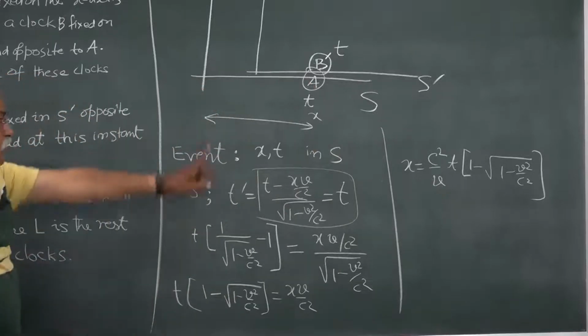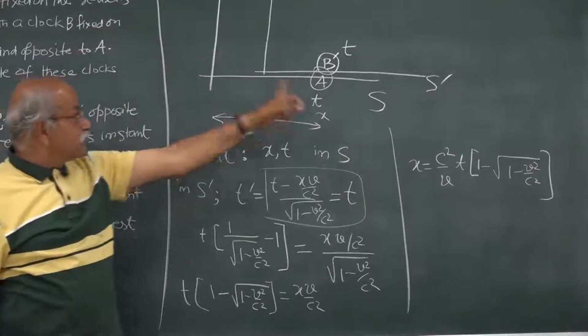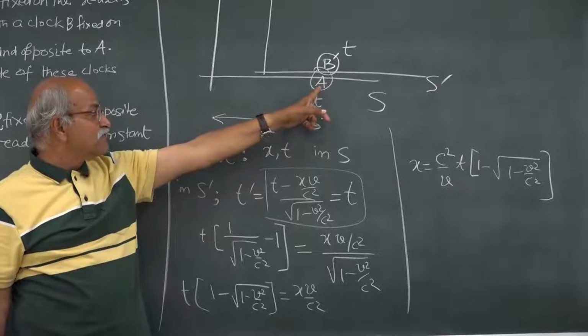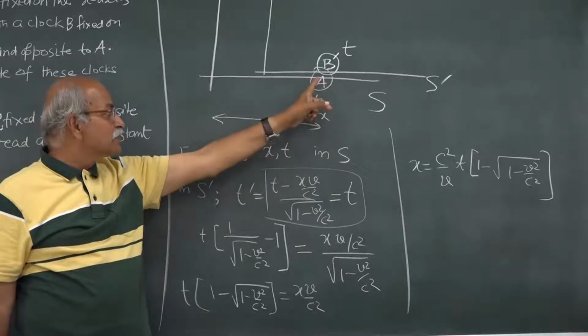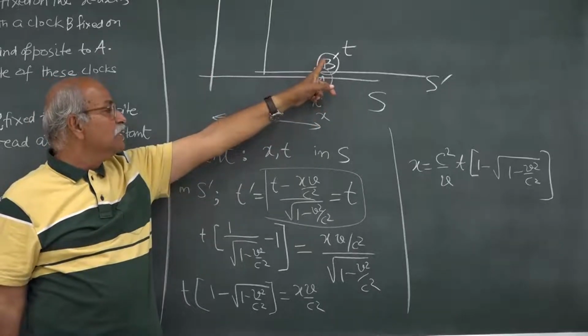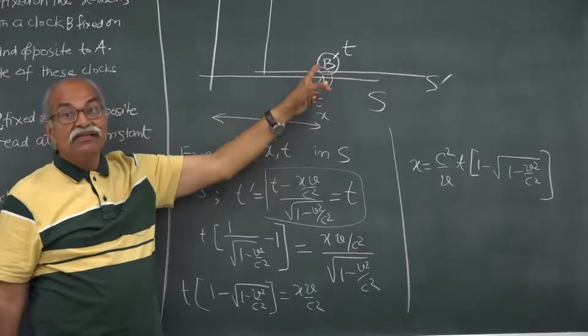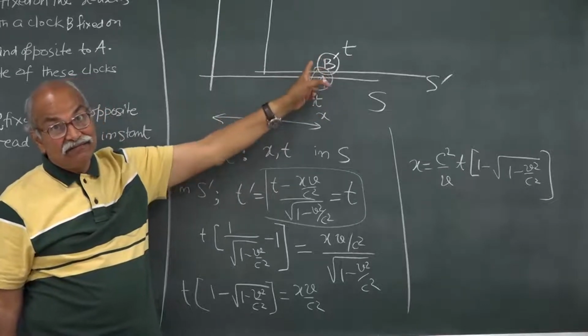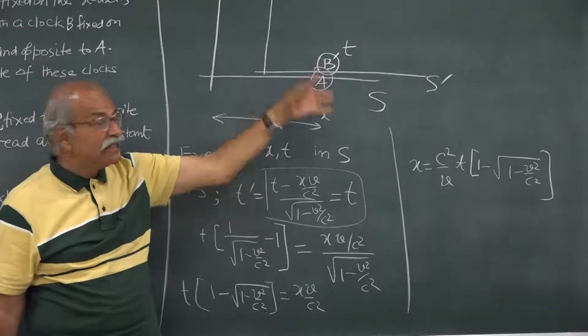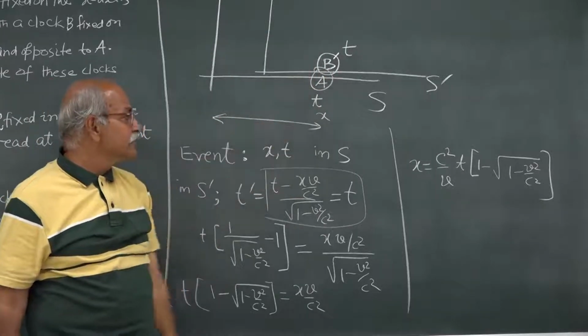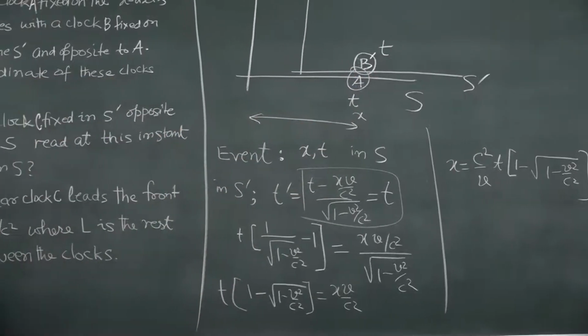So that is the coordinate. At this coordinate, the clock B of S frame and, at the same position, the clock of S prime coincide. The readings agree with each other. This is t, this is t. So that is our first part.